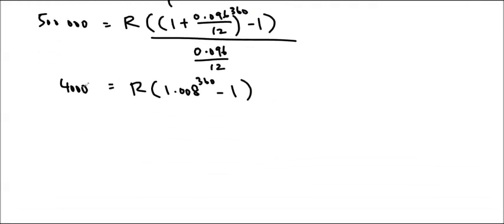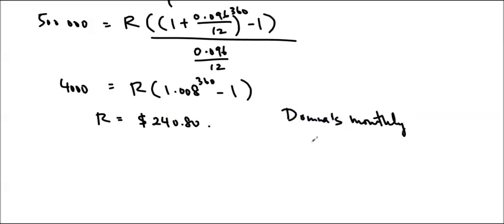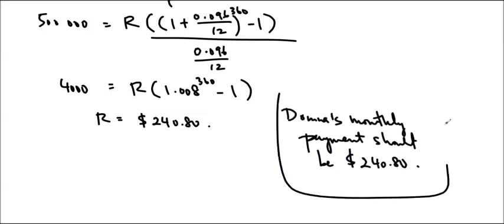So you type this into your calculator, 4,000 divided by 1.008 to the 360 minus 1. You'll get R is equal to $240.80. So Donna's monthly payments should be, sorry about the messy writing, $240.80. And there you go.